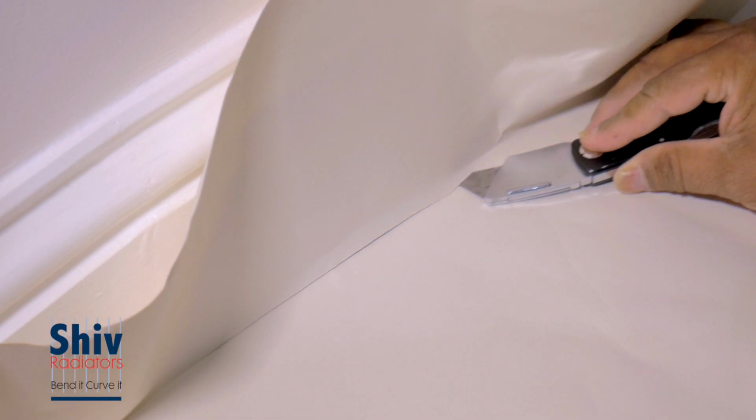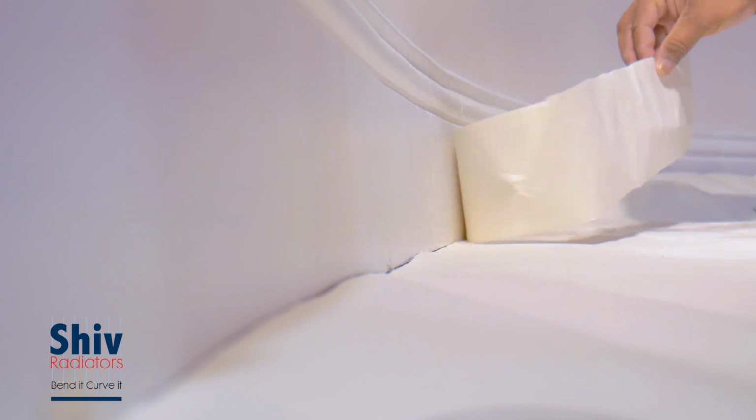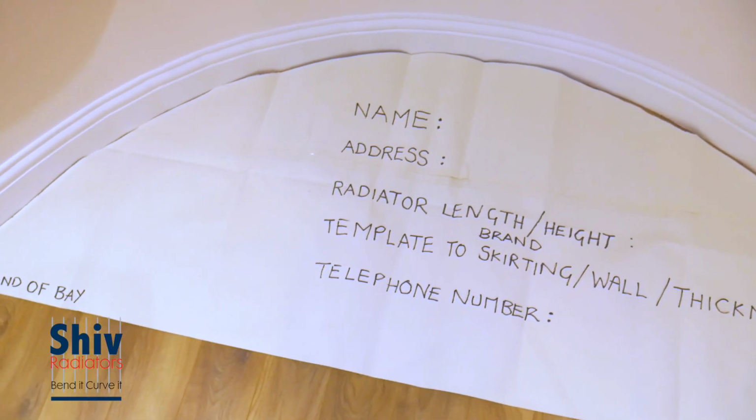Using a sharp Stanley knife, carefully cut the paper around the bay area from one end to the other. You should be left with the same shape as the bay. Ensure you have an accurate cutout.